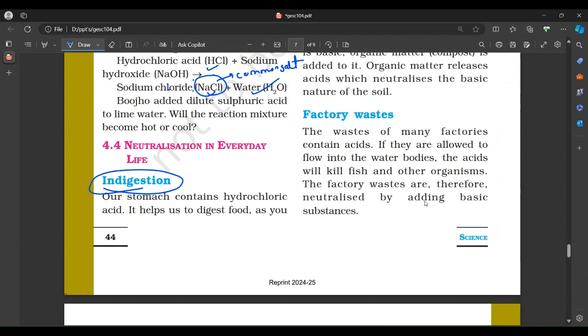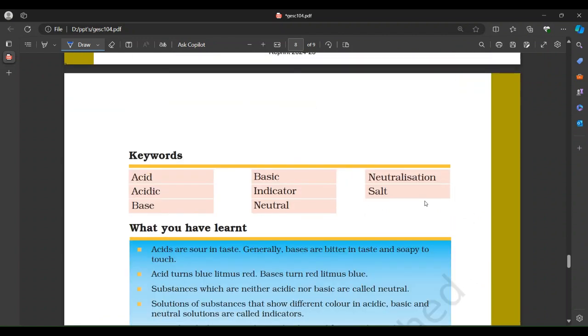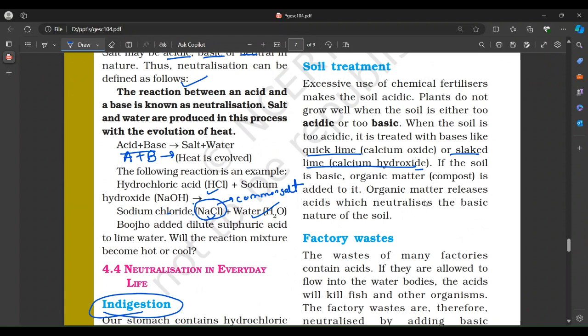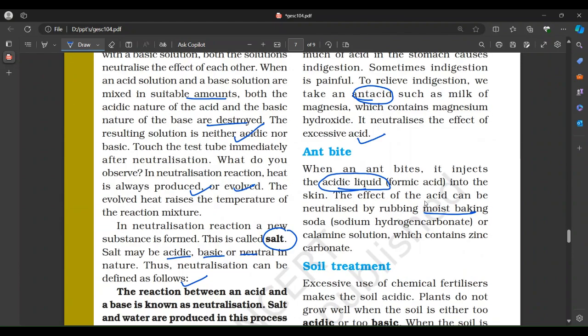Now, factory waste. The waste of many factories contains acids. If they are allowed to flow into the water bodies, the acids will kill the fish and other organisms. So, the factory wastes are therefore neutralized by adding basic substances. In this way, we are using this type of reaction, that is a neutralization reaction, in our day to day life also, even in the kitchen.